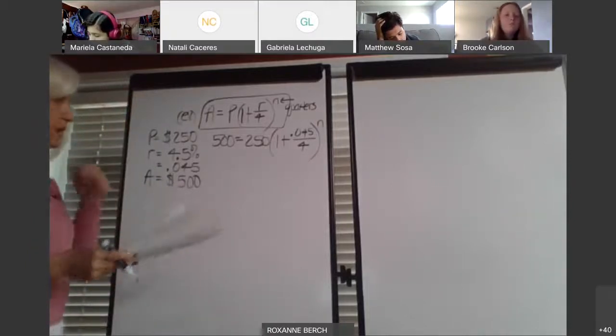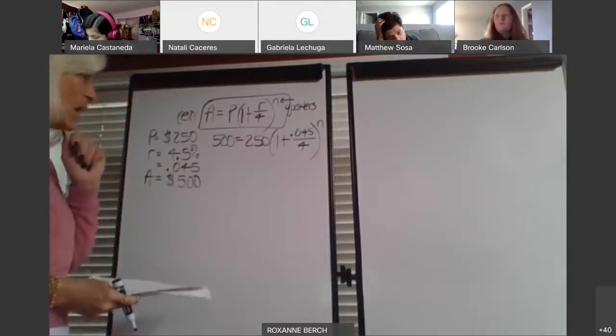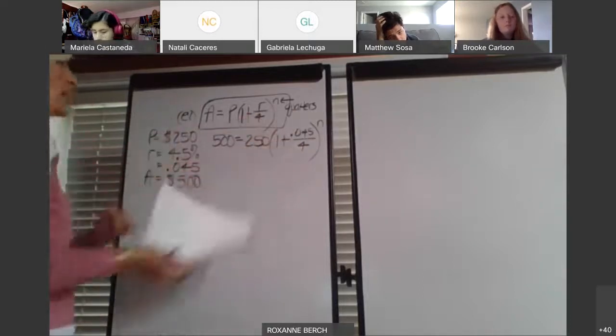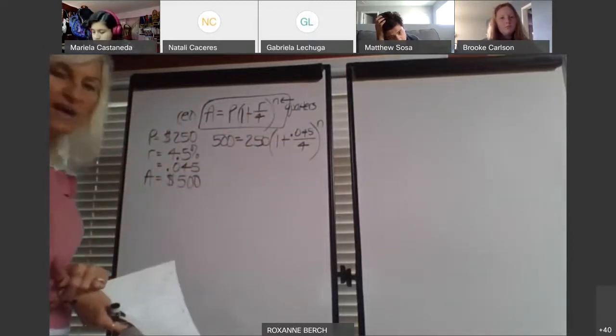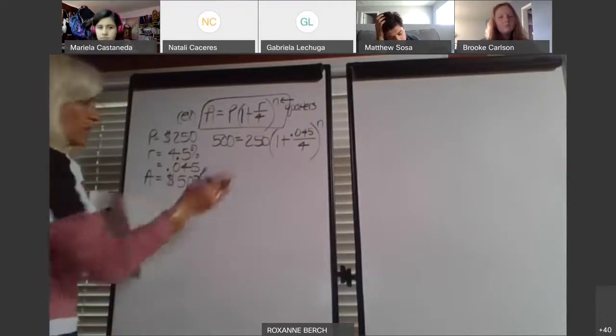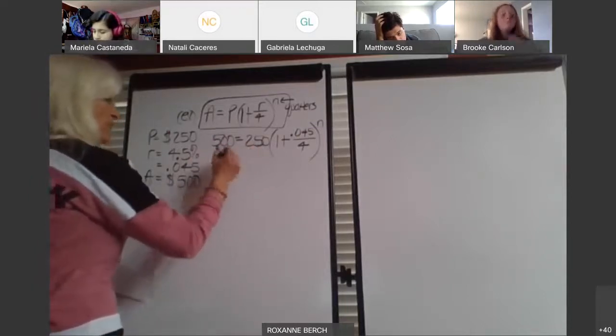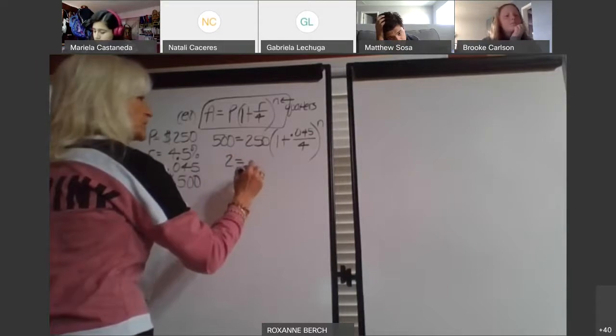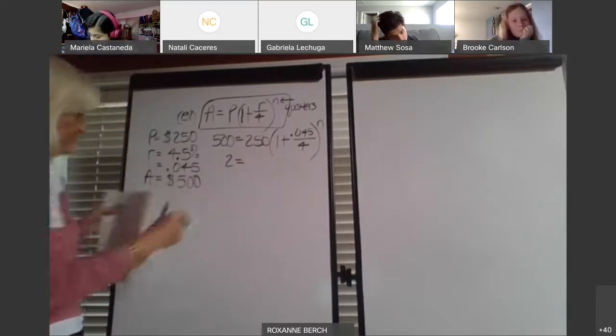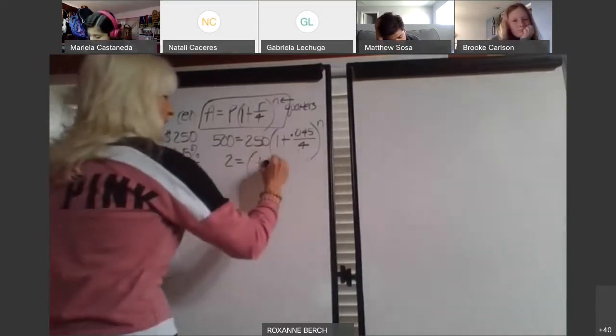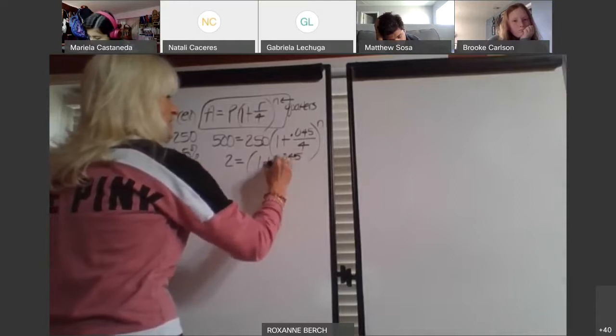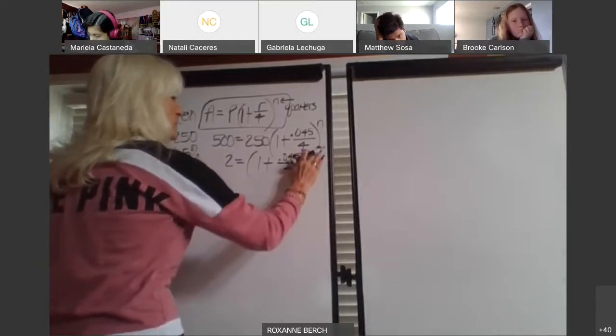All right. So probably at some point we're going to have to use a calculator, but we don't want to put all this in the calculator. We're sure to mess it up. We want to simplify it. So I would divide by 250. If you divide by 250, you get 2 is equal to that stuff. Just write it. 1 plus 0.045 divided by 4 to the N.